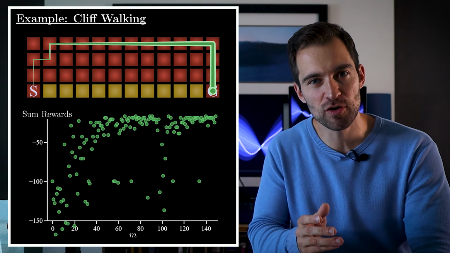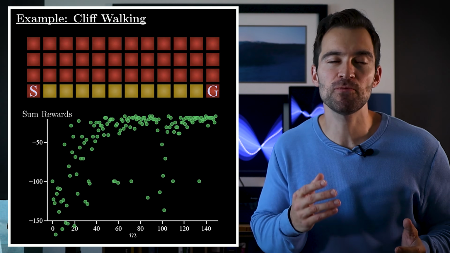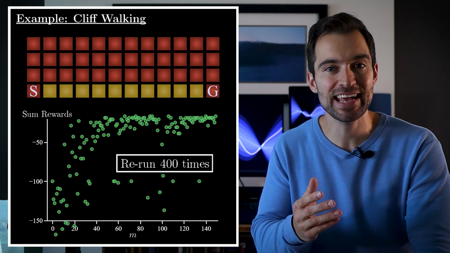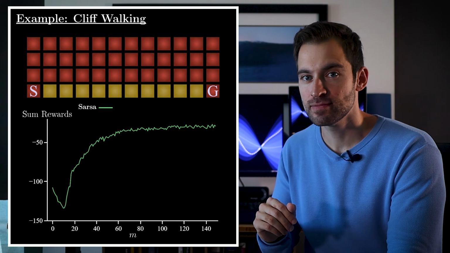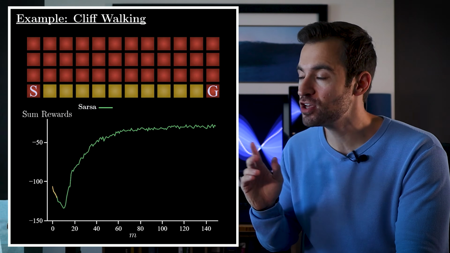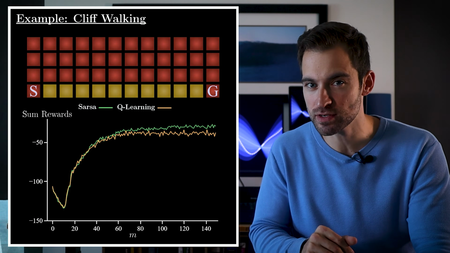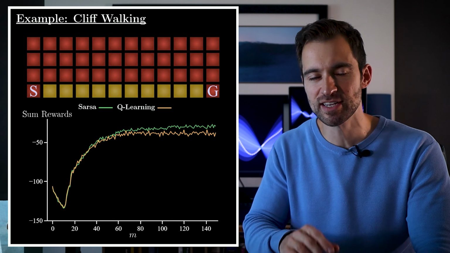Now to evaluate the algorithm, we should rerun it, say, 400 times. In that case, the average sum of rewards looks like this. Naturally, we can also plot Q-Learning, which is quite a bit worse. So what's happening? It comes down to this.